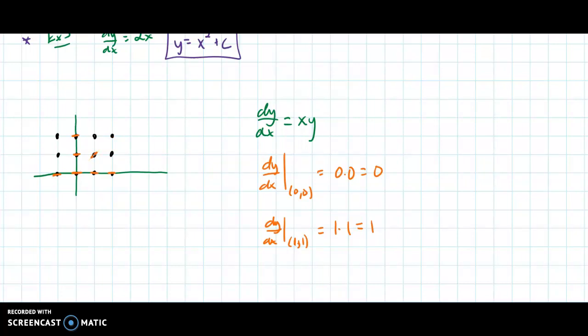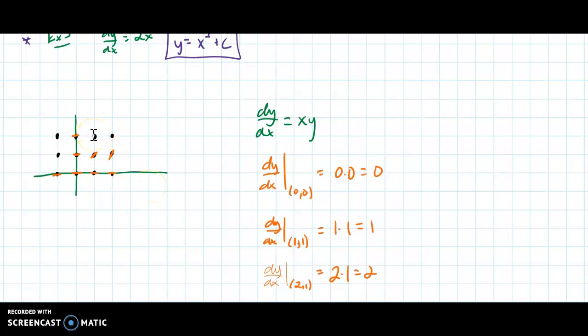All right, so let's do dy/dx evaluated at this point right here. What are the coordinates there? It's (2, 1). What's that? It's 2 times 1, which is 2. So here, what I can do is draw a line that would go through here, and then if it were to continue out far enough, it would hit this, because that's a slope of 2. So I just draw that.